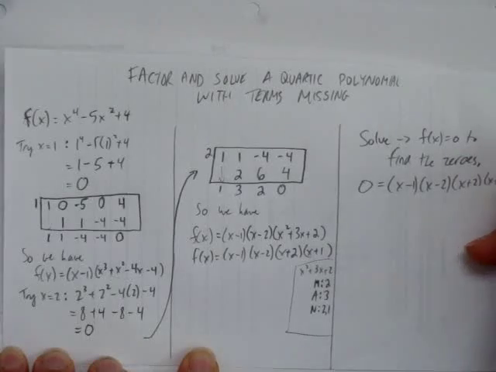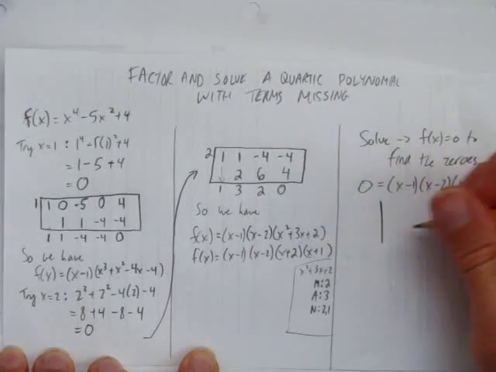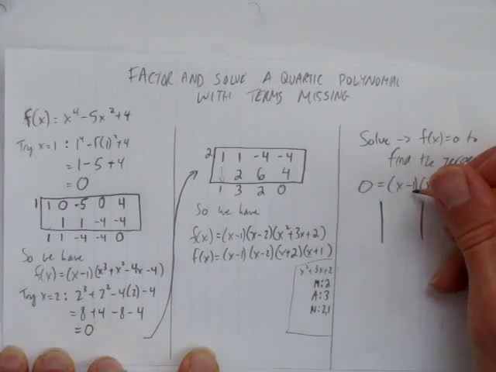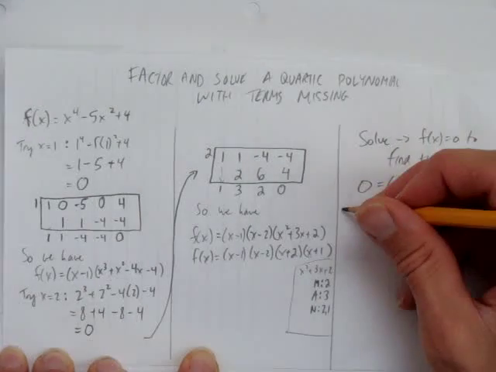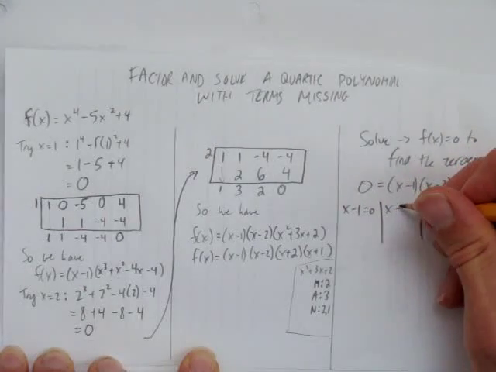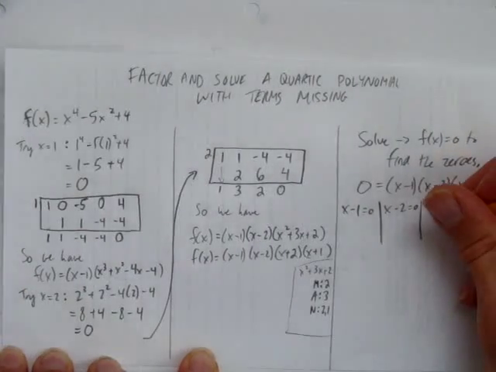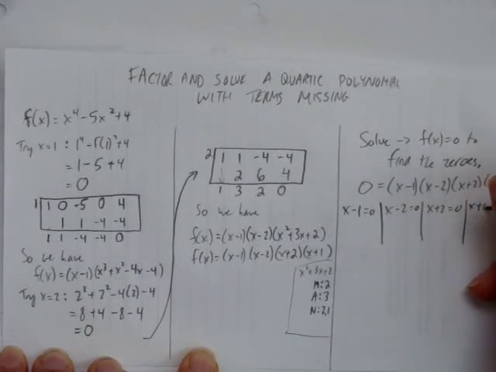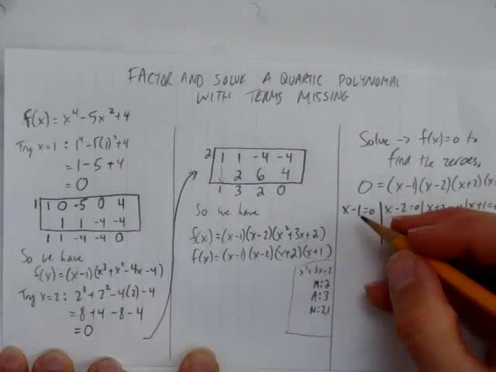So we just set the equation equal to 0, and now we're going to solve each piece individually, which is a piece of cake. We're just saying if this whole equation equals 0, then either x minus 1 equals 0, and or x minus 2 equals 0, and or x plus 2 equals 0, and or x plus 1 equals 0. And now solve each of them individually.